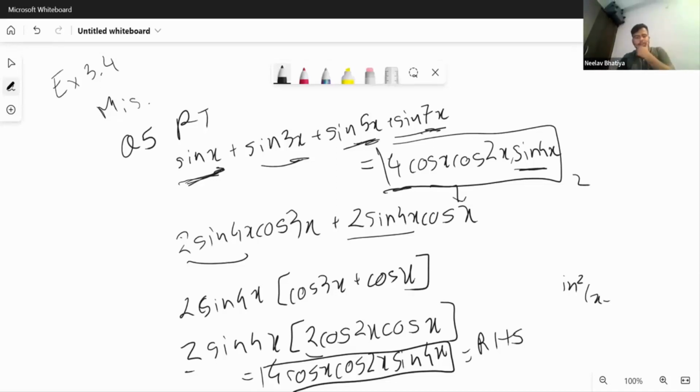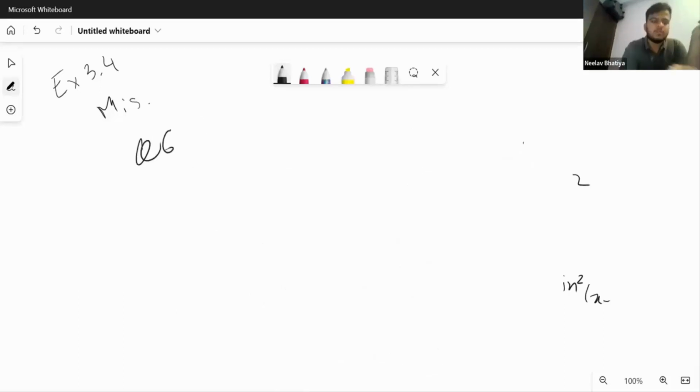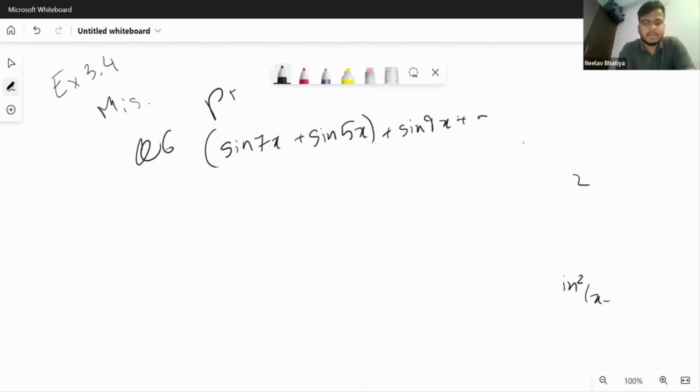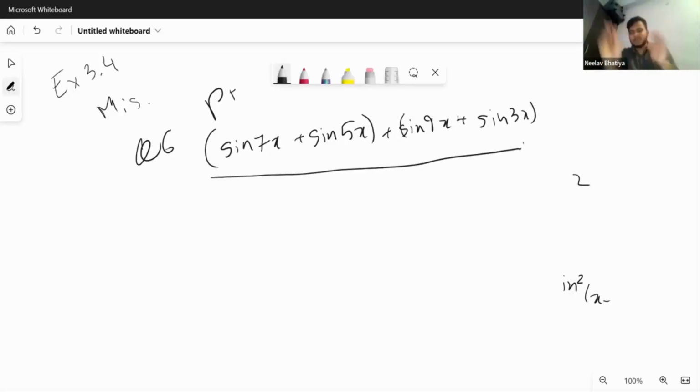Try and formulate that in your mind, and that is how you're going to solve these questions, right? So moving on to the sixth question for the day. Question number 6 says we need to prove that sin 7x plus sin 5x plus sin 9x plus sin 3x. If I'm not wrong, they have also given us these brackets that explore along these lines.